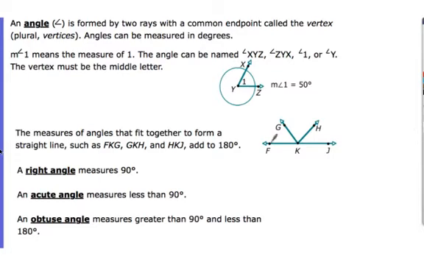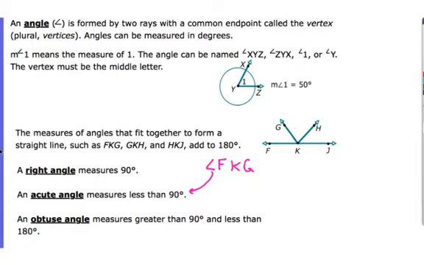So if I want to do this angle right here, I've got to do the angle symbol, FKG. And you should know that that is an acute angle. That's less than 90. The little symbol for 90 degrees is this little box here.